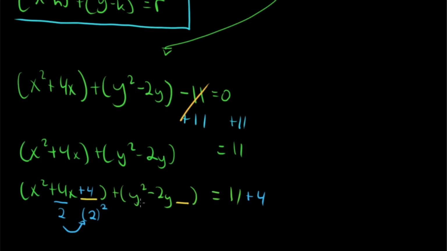Gawin natin yung kaparehong process. Mag-complete din tayo ng square dito sa y squared minus 2y. So again, divide natin yung coefficient ng middle term, which is negative 2, sa 2. Palagi natin gagawin yun, kakalahatiin. And then, yung magiging sagot, multiply natin sa sarili niya.